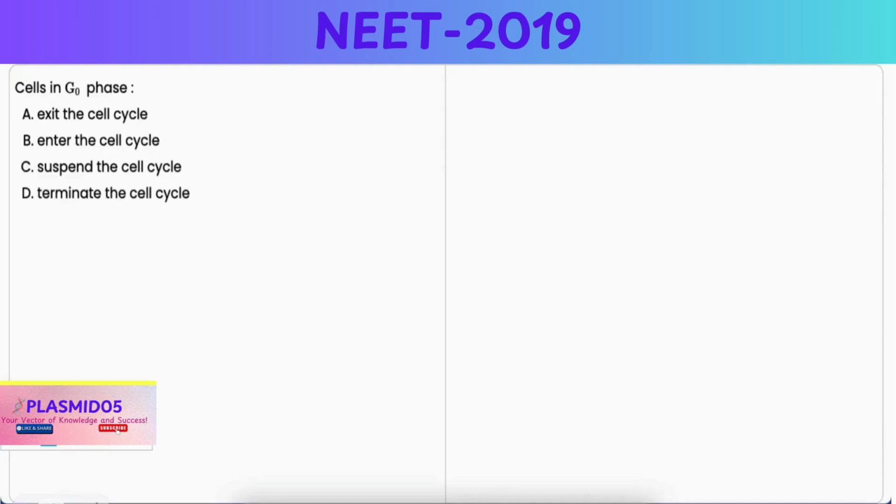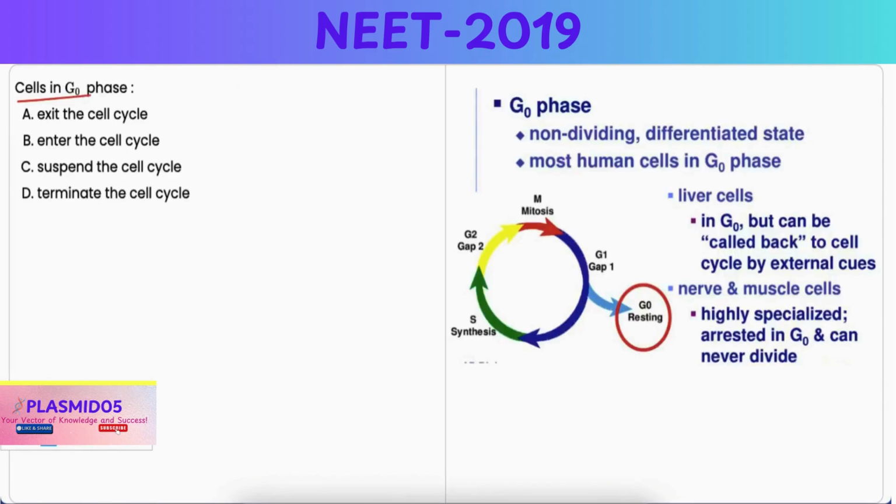Cells in G0 phase. Option A, exit the cell cycle. Now, cells in G0 phase have exited the cell cycle, and this phase is the resting state where cells are not actively dividing and they have left the cell cycle of growth and division. So many differentiated cells like the neurons enter G0 and may remain there permanently. Hence, this is the correct option.